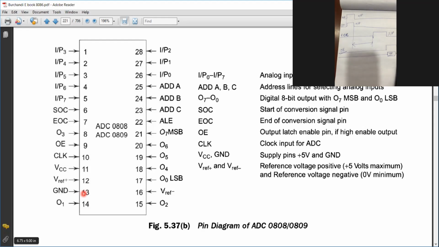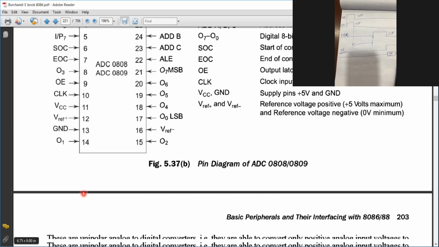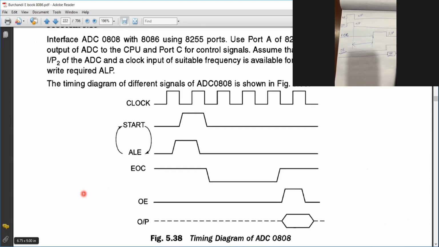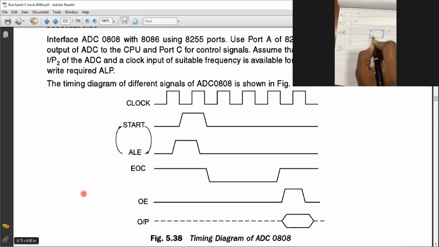So remember this page number. Tomorrow I will explain. The EOC signal is also given over here. Sometimes some ICs have it lower, sometimes higher. There is no problem at all. You will get it from the data sheet. Over here I see that it is lower. You get the EOC signal, then OE, and then you get the output.